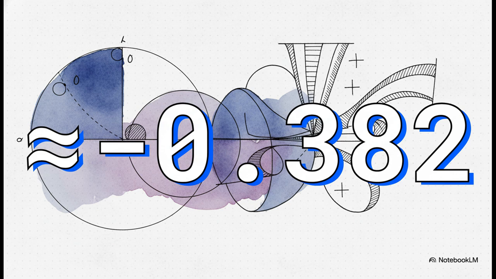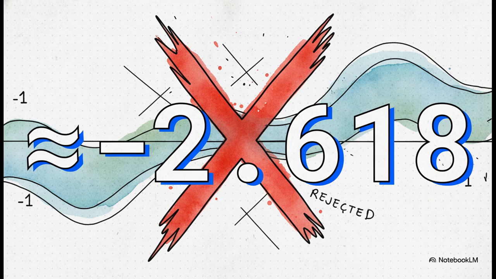So we ask the question, is this a valid value for cosine? Yes, absolutely. It's between negative 1 and 1, so this one's a keeper. But now look at the second root the formula spits out, about negative 2.618. Now think about it. Can the cosine of an angle ever be negative 2.618? No way. The cosine function is always trapped between negative 1 and 1.